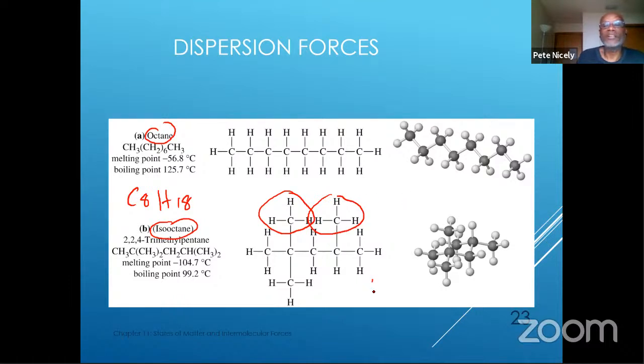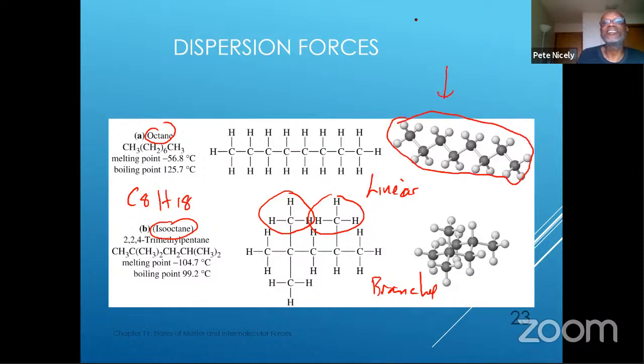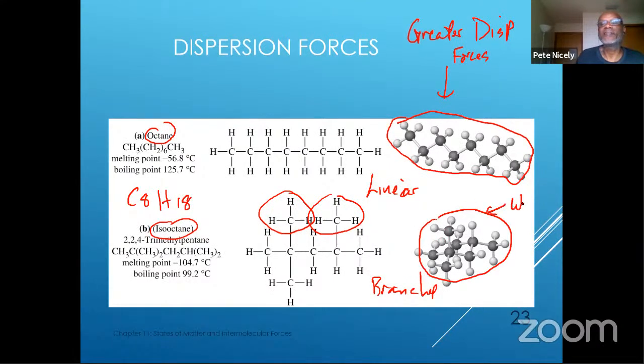So therefore, obviously, this one has a more branched structure, and this one is more linear. This is not actually accurate because it's not actually linear, but I'm just going to use linear here for the time being, all right? So what you'll find is that the dispersion forces in the case of the linear one are greater. So this has greater dispersion forces, all right? While for this one, the dispersion forces would be weaker. So let me put weaker here.